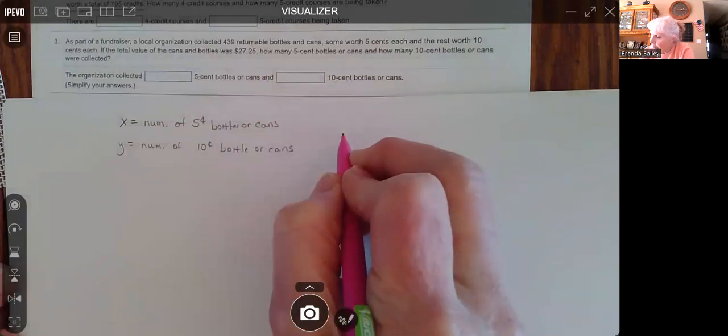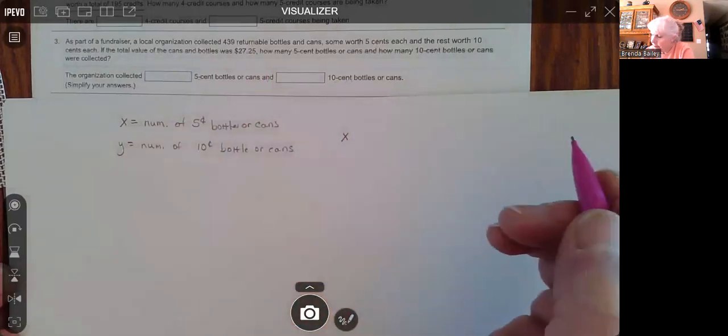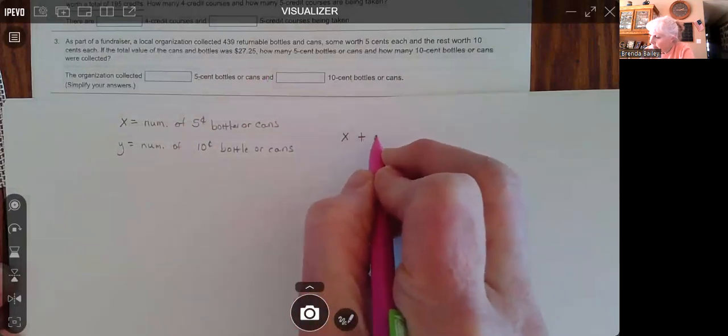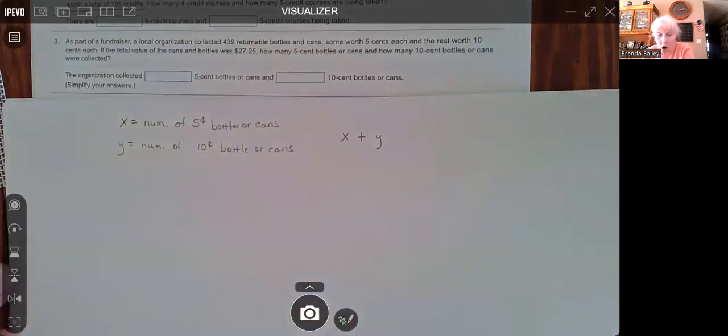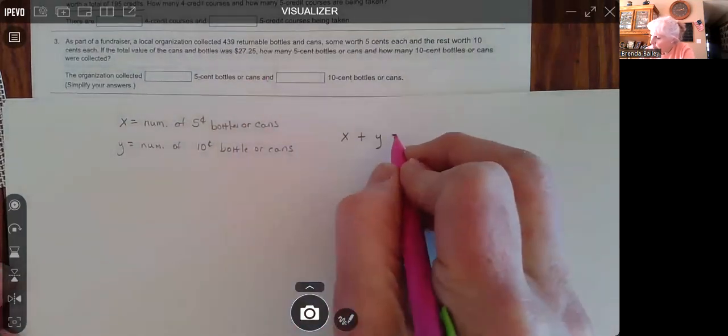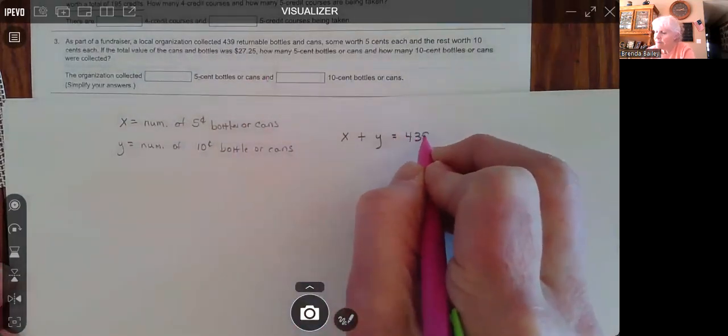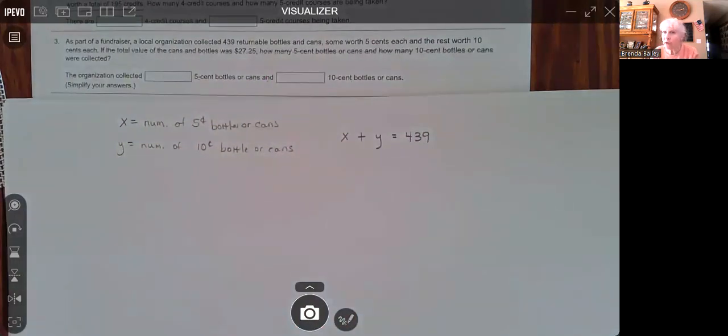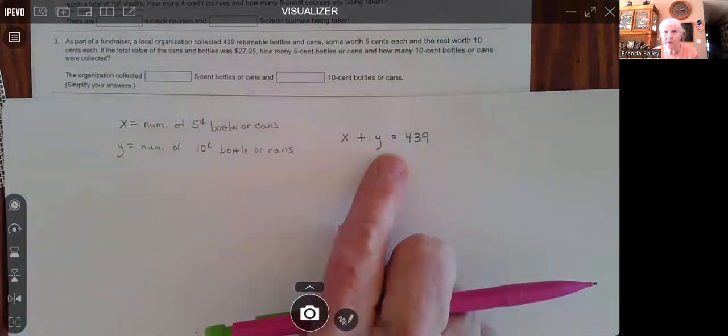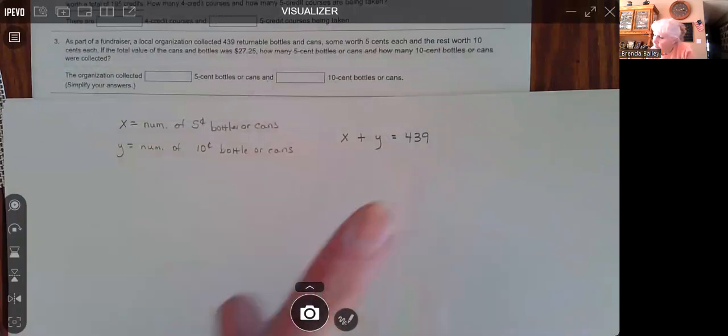I know that if I add the number of 5-cent bottles or cans and I add the number of 10-cent bottles and cans, I am going to come up with 439. So you have an amount. It could be the amount of seats in a theater. In this case, it's the number of 5-cent bottles and cans plus the number of 10-cent bottles and cans. In the one before, it was the number of classes. Generally, we have this one right here. Not always, but generally.